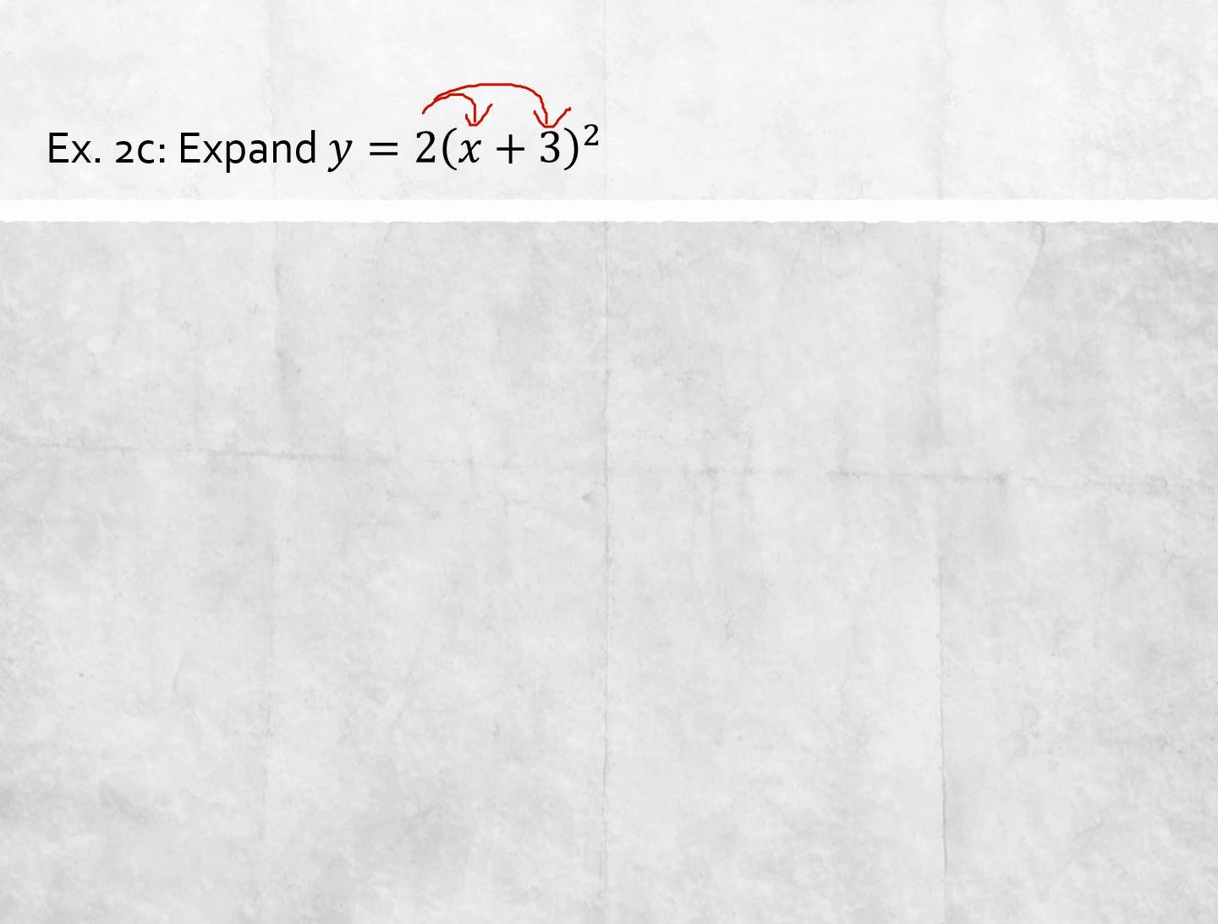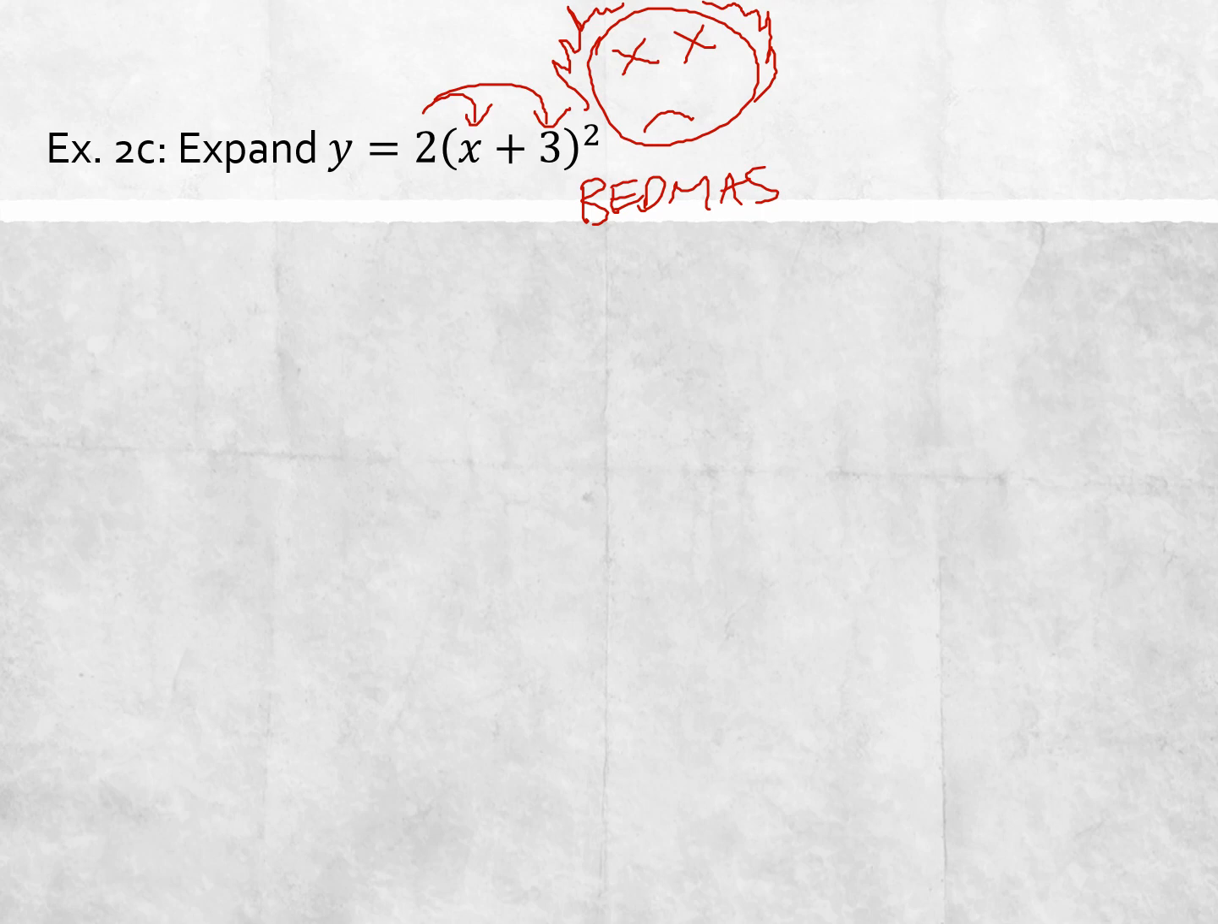We know according to BEDMAS that you need to take care of the brackets and exponents before you multiply. So do not do that. If you do that, bad things are going to happen where you're going to end up in math purgatory on fire. So do not do that. Instead, what we are going to do is save the 2 till the end.